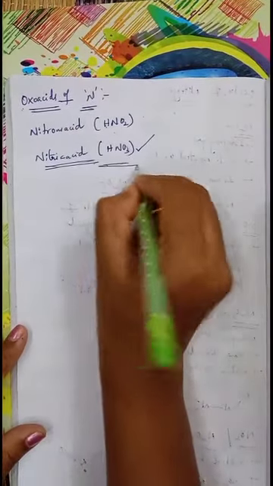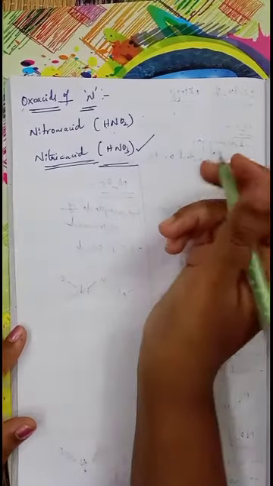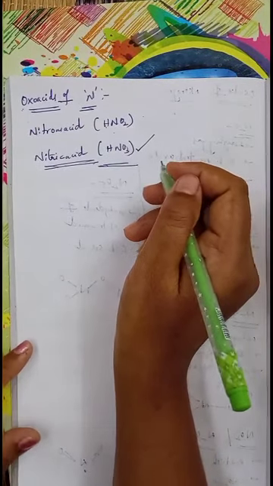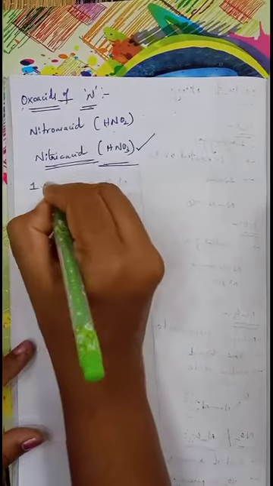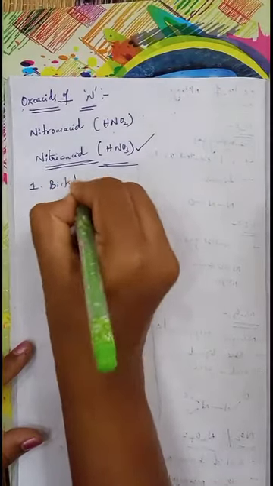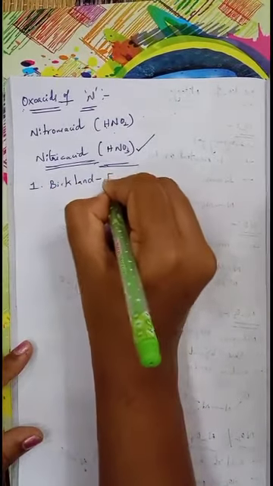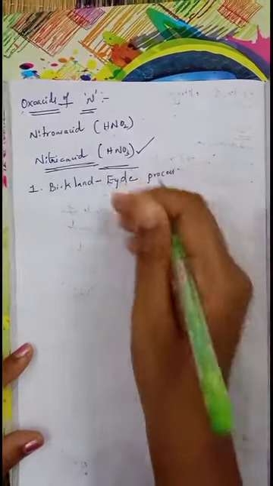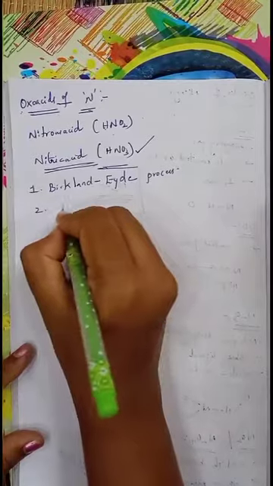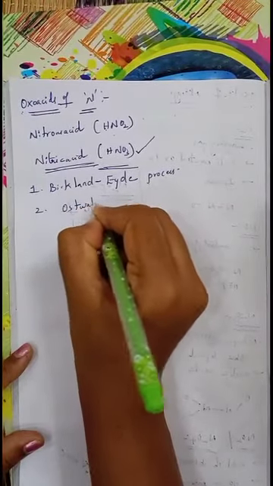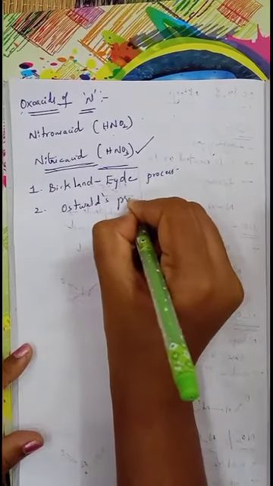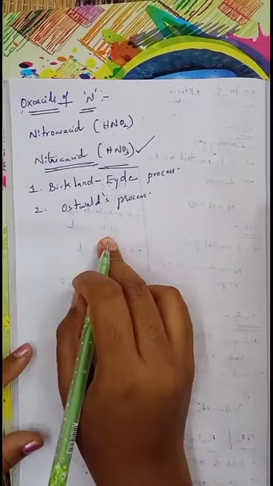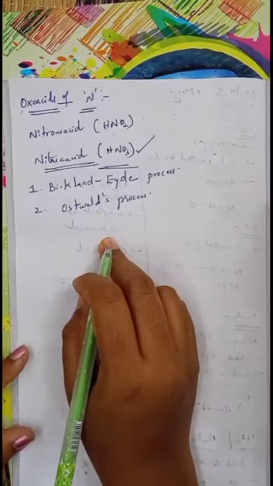Now we will discuss the methods to prepare this nitric acid. So this nitric acid can be prepared by two important methods. First one is the Birkeland-Ide process. Second one is Ostwald's process. Okay, so these two methods are used to prepare nitric acid in bulk amounts at laboratory or industrial level.